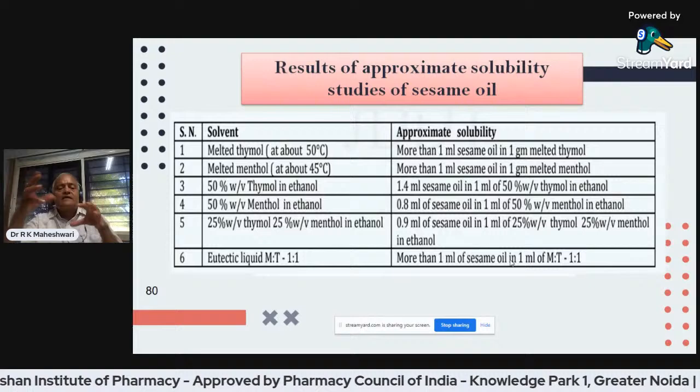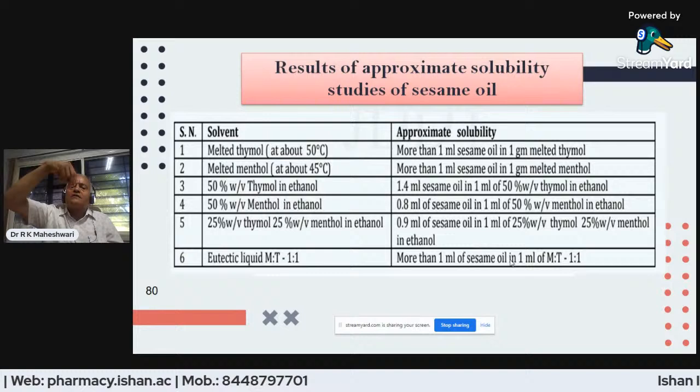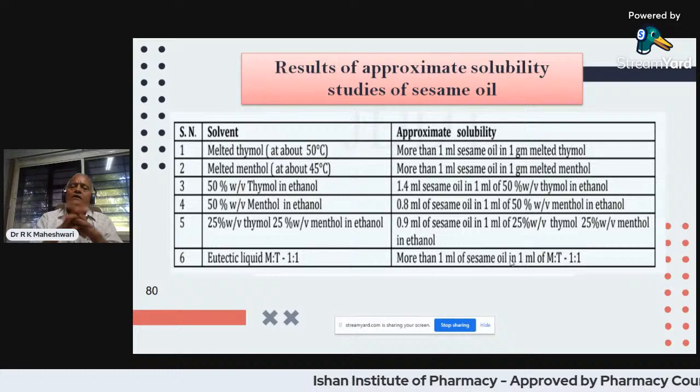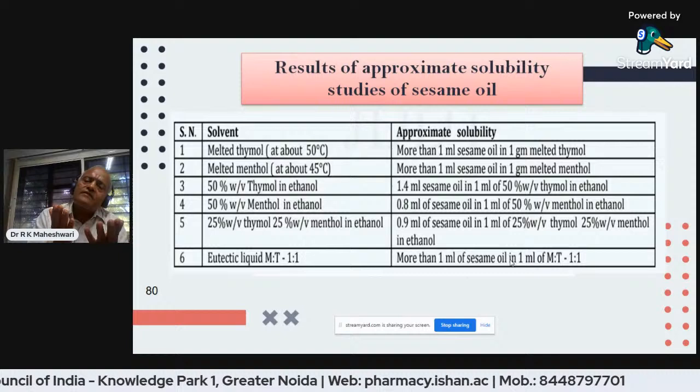Thymol and ethanol at room temperature, shaking for 30 minutes, 3 grams sesame seed powder, 9 ml of this solution. Which one? Number three, 50% weight by volume thymol in ethanol. 30 minutes shaking, dissolution and extraction of the sesame oil from sesame seed powder, then filtration. It was kept at about 60 to 70 degrees centigrade for about 1 hour. Ethanol was evaporated out, thymol was evaporated out. There were some traces of thymol and ethanol, no problem.